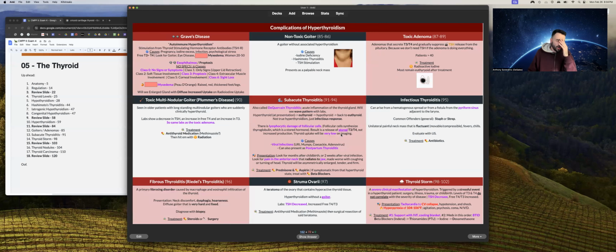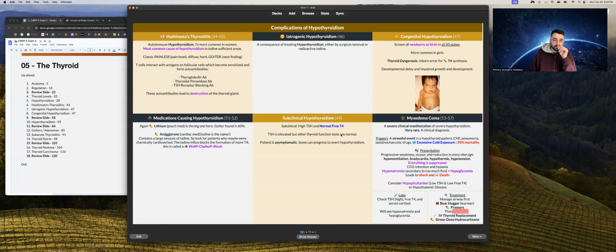Blank myxedema. Oh, this is the peau d'orange. I don't know. Pretibial. Okay. So on your legs.